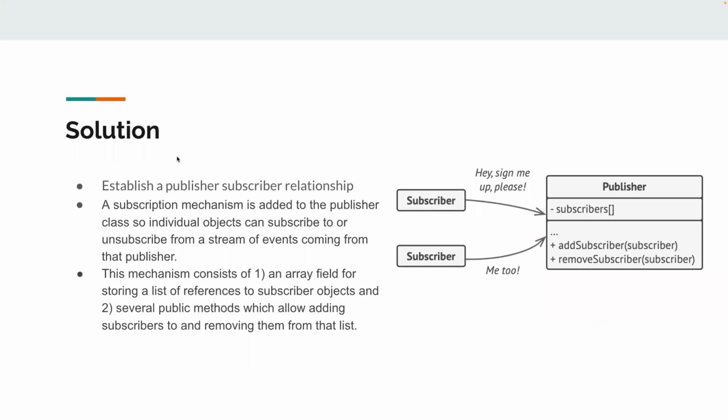Now, the observer design pattern tries to solve this problem by establishing a publisher-subscriber relationship. Whenever an important event happens to the publisher, it goes over to its subscribers and calls a specific notification method on their objects. All the subscribers implement the same interface, and the publisher communicates with them only via that interface. This interface should declare the notification method along with a set of parameters that the publisher can use to pass some contextual data along with the notification.